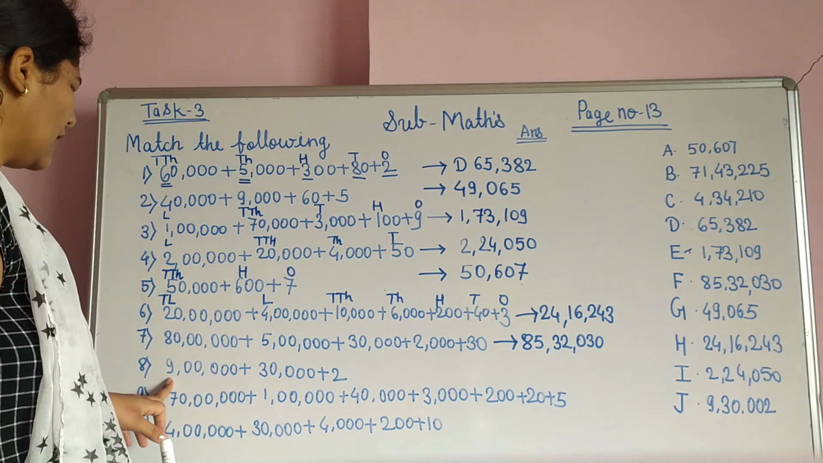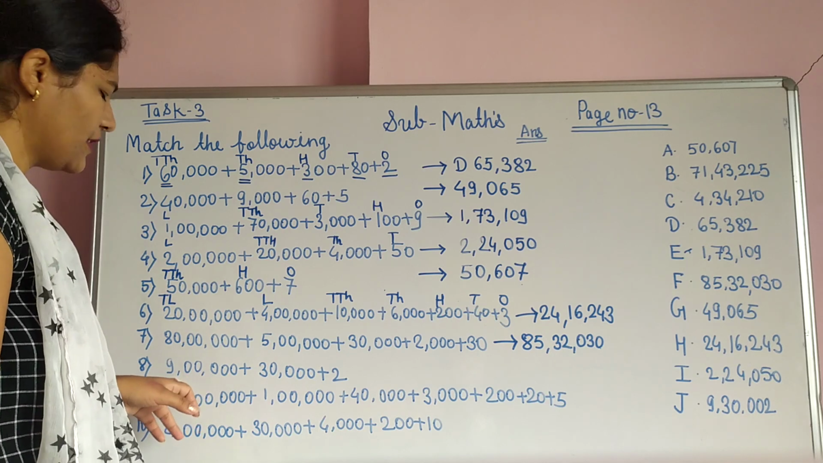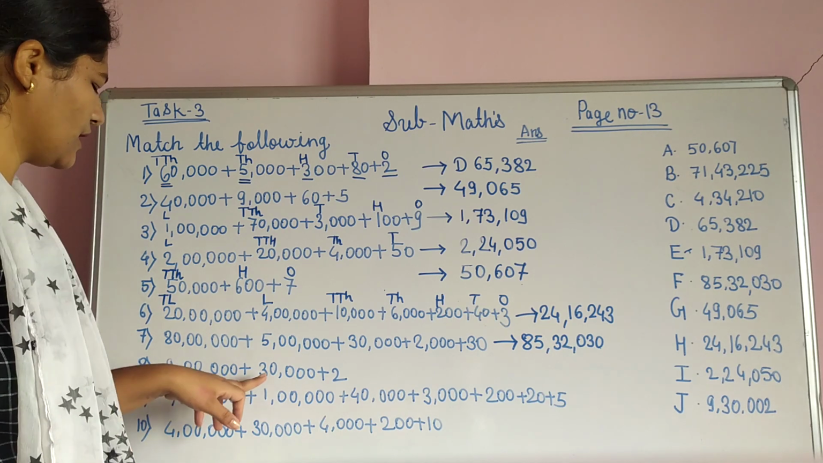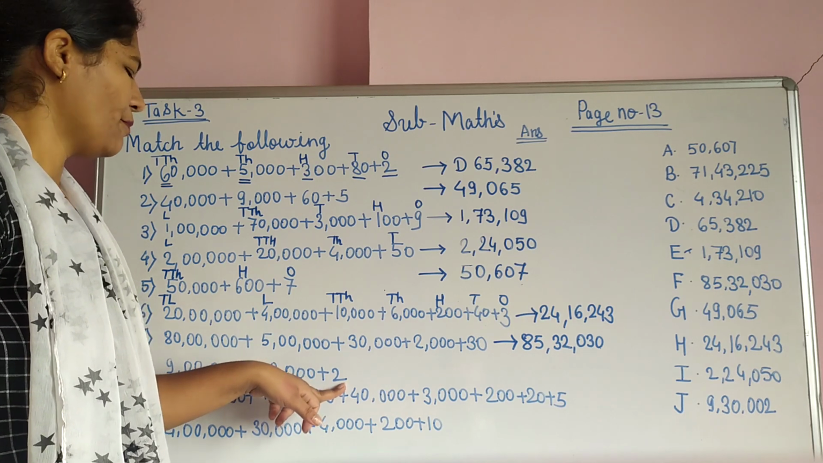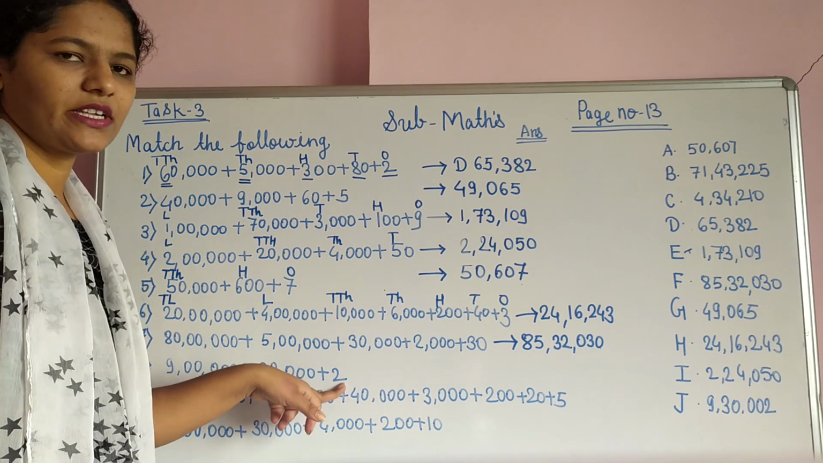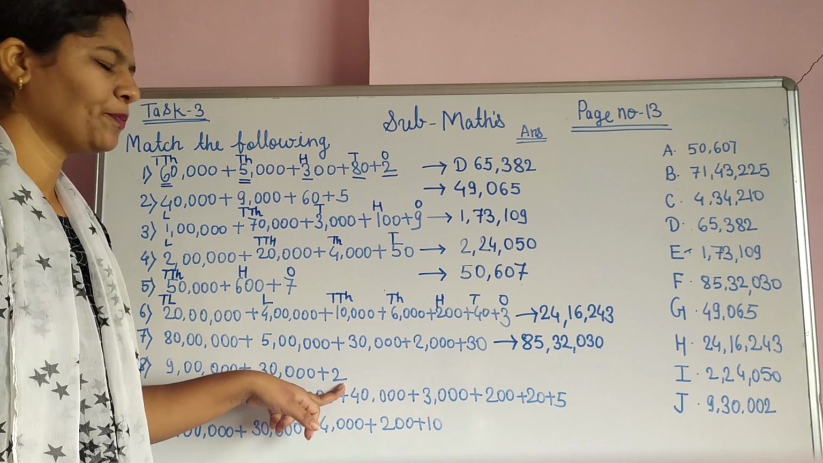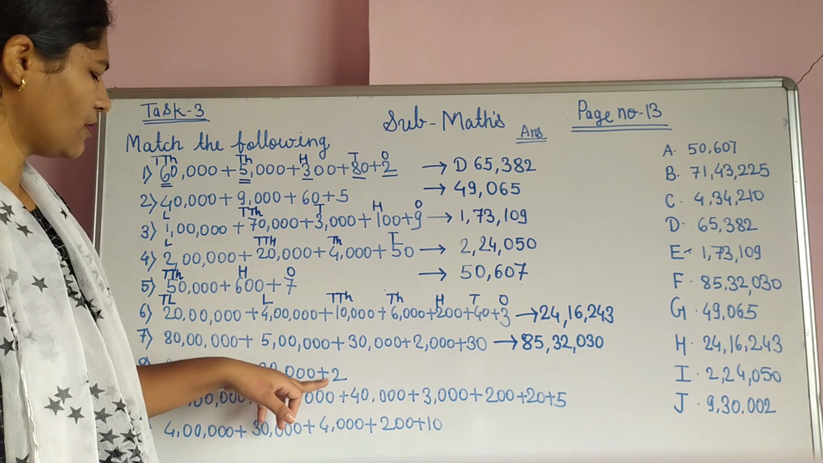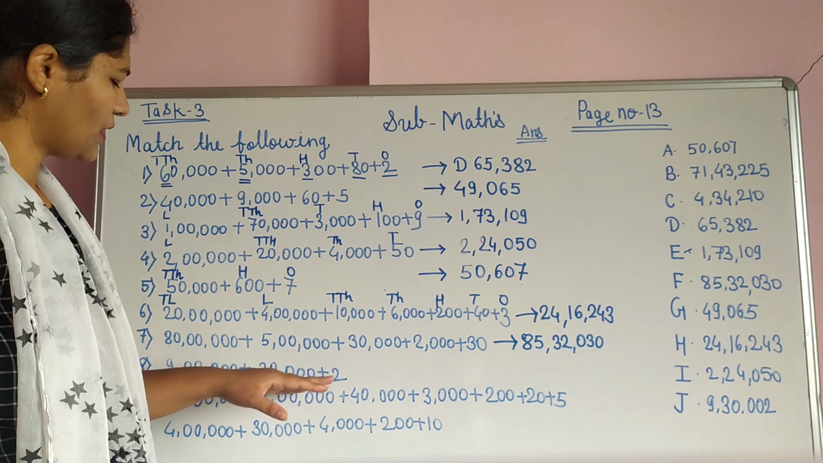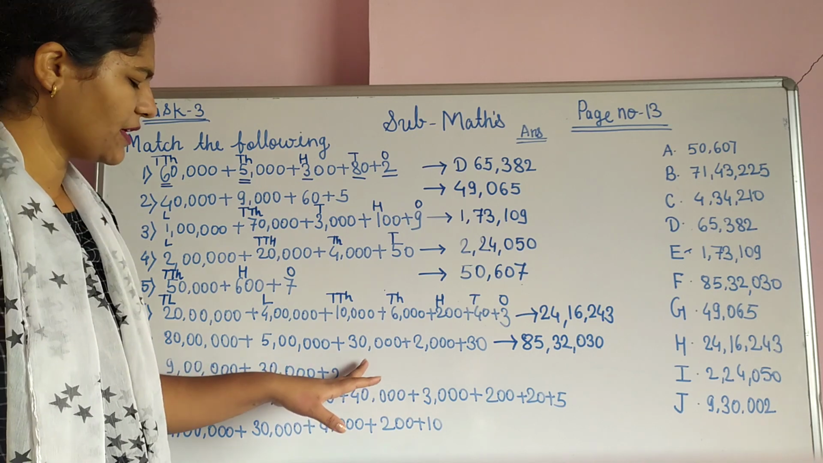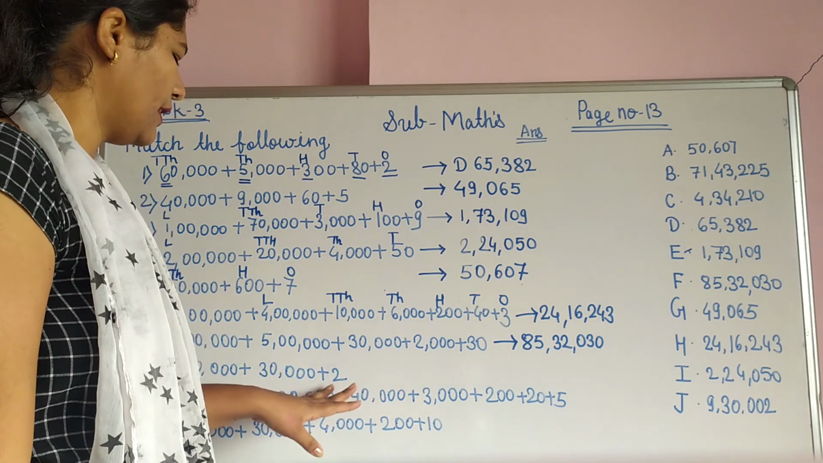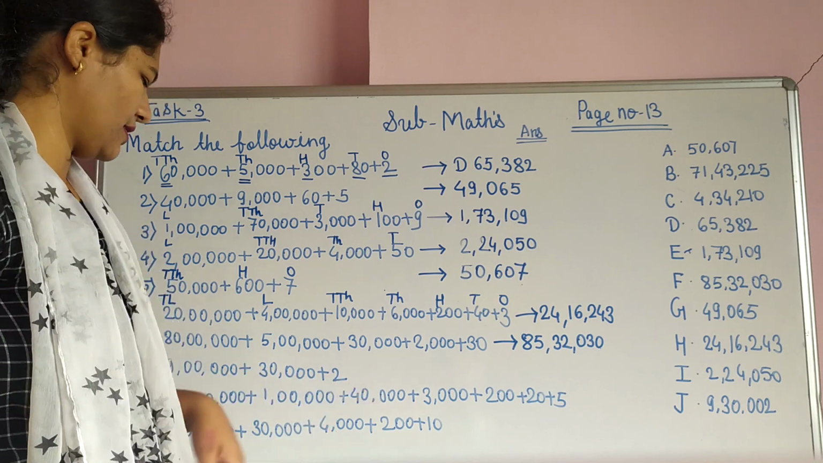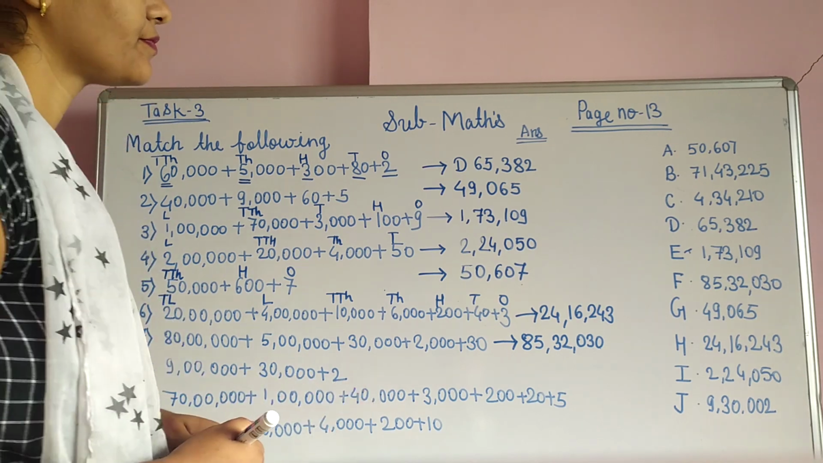Next, what is there? 9. It is on which place? It is on a lakh place. This is on 10,000 place and this is on a ones place. Means is anything there on 100 place, 1,000 place? No. 0 is there. Then 1,000 place also 0 is there, 100 place also 0 is there, and tens place also 0 is there. Directly what is given? Ones place. So we will check it.